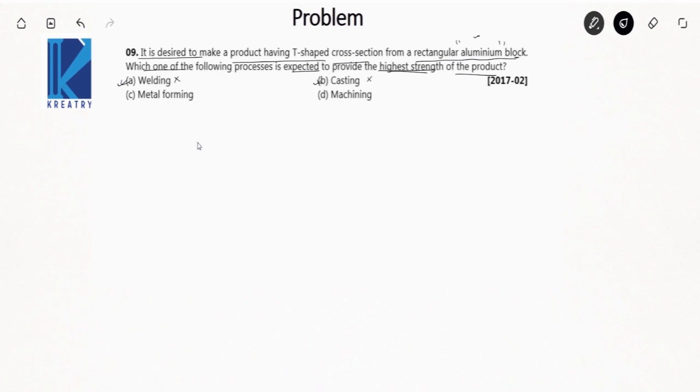Now we know that metal forming is the method which provides superior strength as compared to the other techniques. So the right answer for this question is metal forming, because they have asked for the highest strength. Highest strength will be provided by metal forming only. So the correct answer is option C.